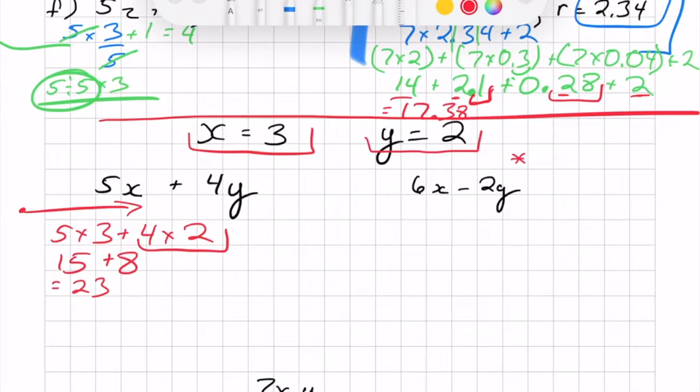So I have 6 times x, which is 3, minus 2 times 2. And then we start from the left and we go to the right, multiplication first. So I'm going to do 6 times 3 first, which is 18, and that's minus 2 times 2, which is 4. And then I subtract those, which is going to be 14.